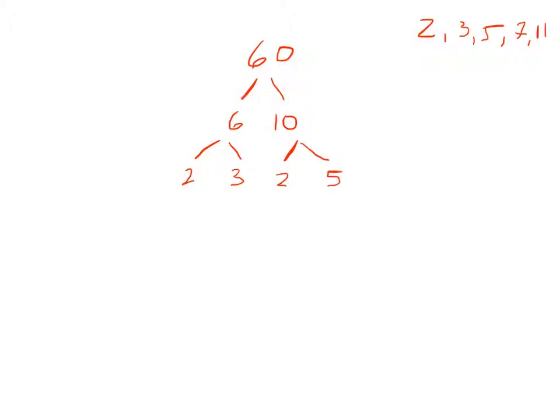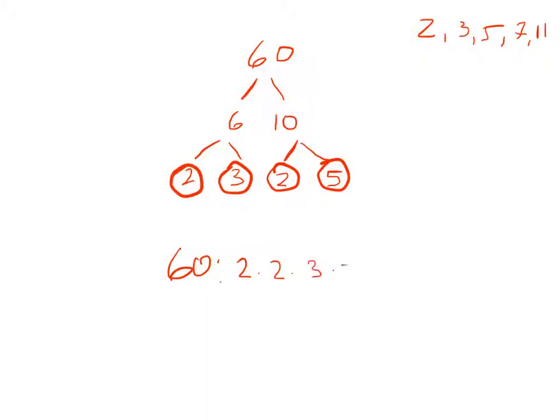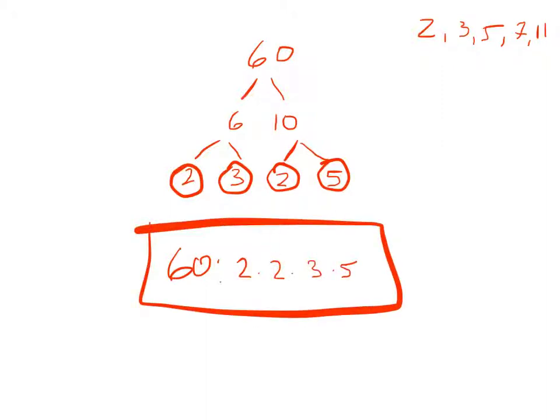So now I have all prime numbers at the bottom of my factor tree. I like to circle them just to remind myself I've come to the end. I can't factor them anymore. So again, we rewrite them in order from least to greatest. And those are the prime factors of 60, and this is using what we call a factor tree. And most often, as a student, you will use a factor tree.